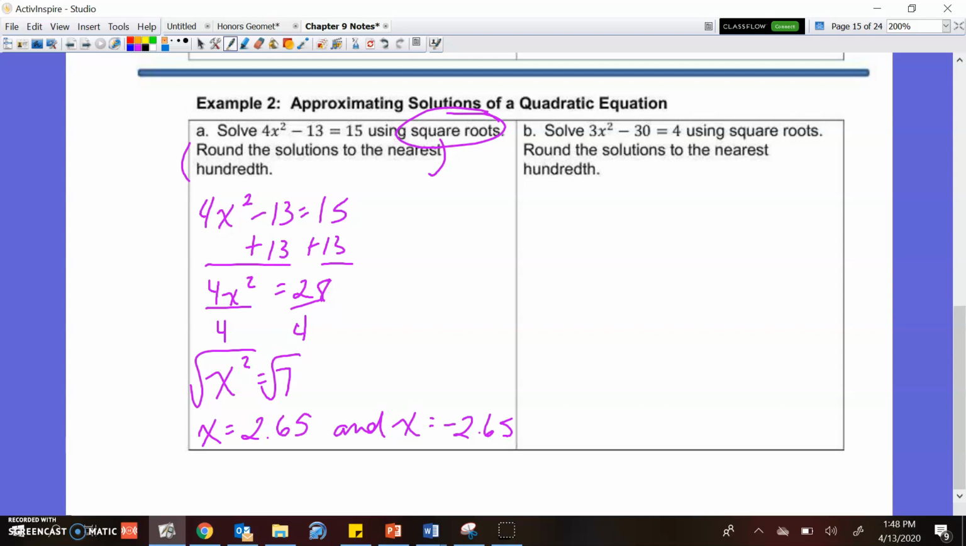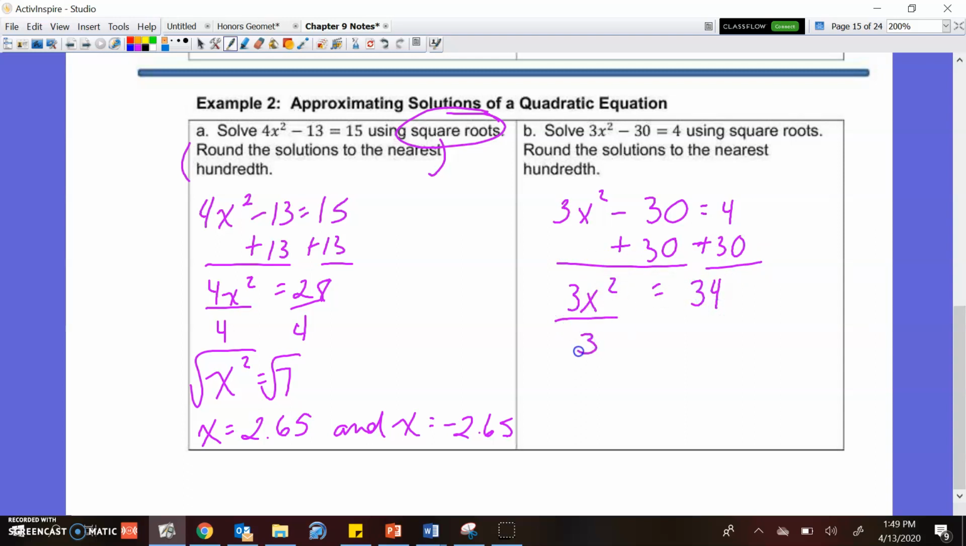All right, let's try the next one. Same deal. Solve using square roots. Round your solutions to the nearest hundredth. 3x squared minus 30 equals 4. I'm going to add 30 to both sides. So 3x squared is equal to 34. Now when I divide by 3, well here, this is the part that doesn't come out to be nice and neat. I know 33 divided by 3 is 11, but 34 divided by 3 is going to be a little bit bigger. 11.333 repeating. So I'm just going to write 11.33.